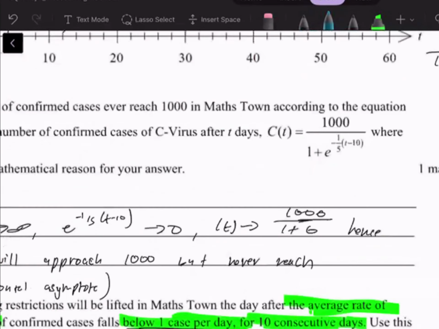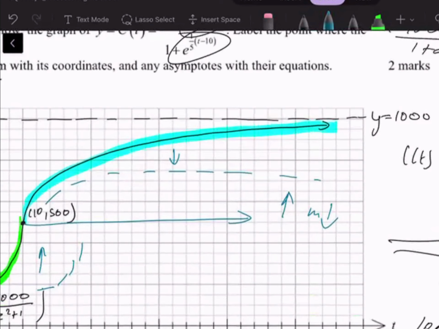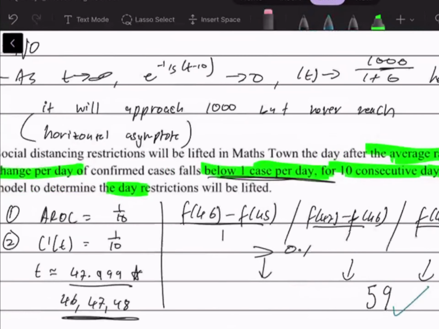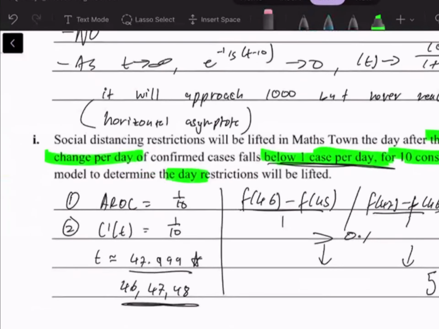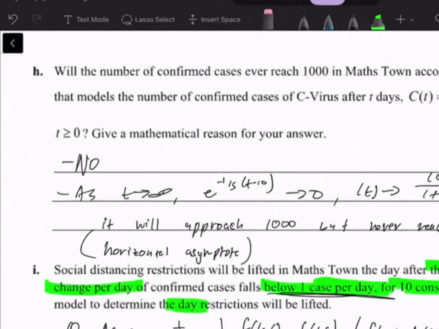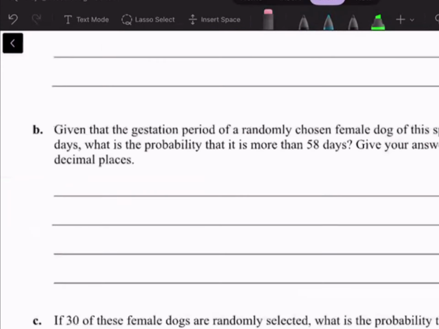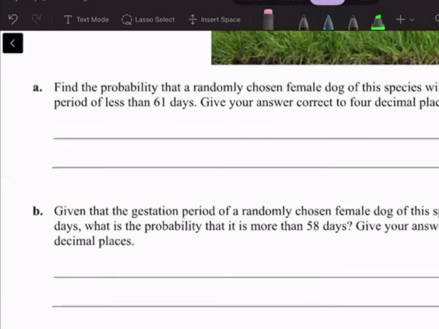We don't have to worry about one day it gets higher, one day it gets lower, because the change of the gradient is quite stable, and we can be assured that it gets less and less every day. So we can be assured that it stays below what we need. So yep, the next part of the question is probability.